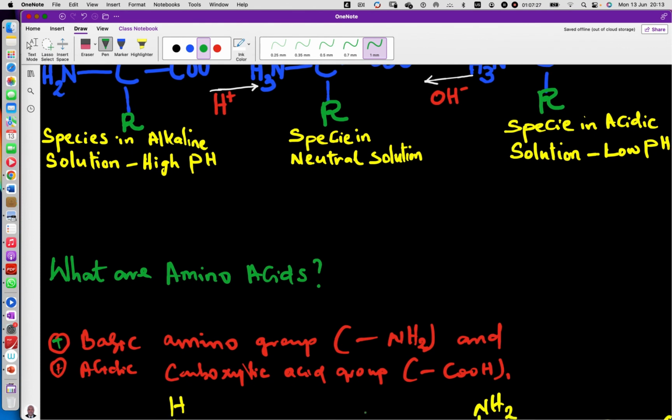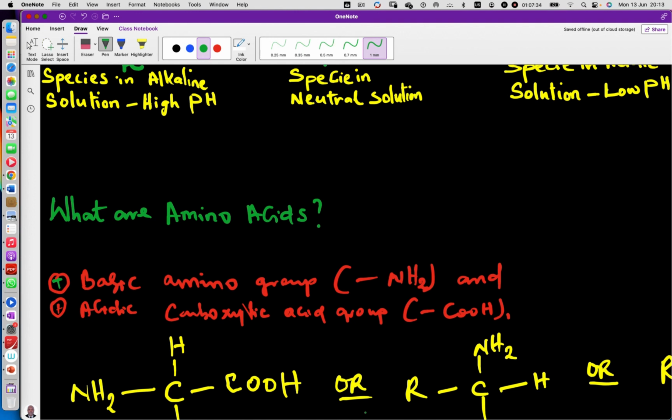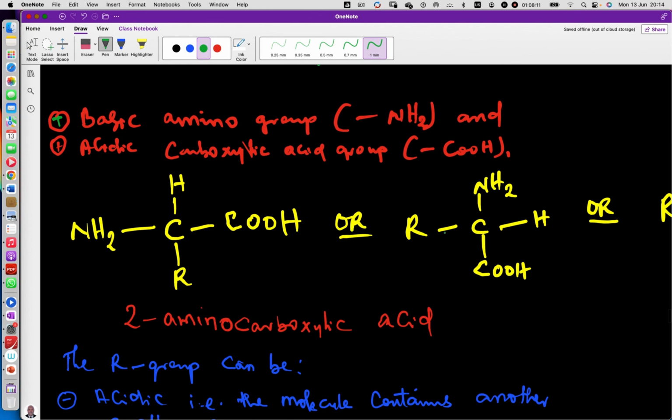I said amino acids are organic compounds that contain both the amino group and the carboxylate functional group, and are the building blocks of proteins. A simple amino acid molecule contains the basic amino group, which is this one, and the acidic carboxylic acid group. And I said this molecule is amphoteric, that is, behaving both as an acid and as a base.